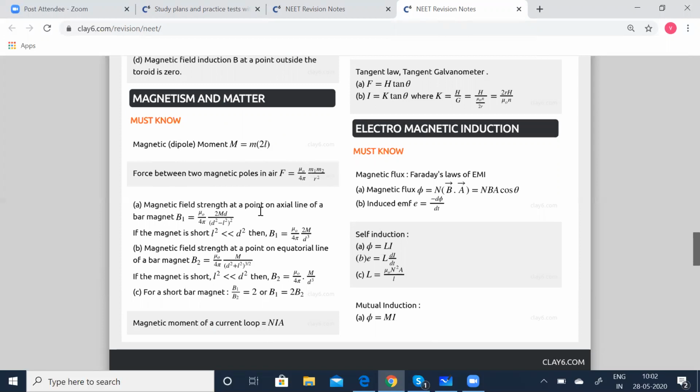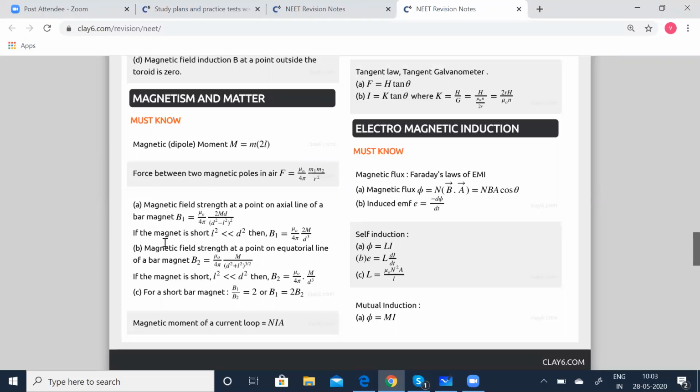Magnetic field strength at a point on the axial line of a bar magnet, B1, is equal to mu0 by 4 pi into 2Md by d squared minus L squared, the whole squared. Axial line means the magnetic field acting along the bar magnet. Here mu0 by 4 pi is a constant, capital M stands for magnetic moment, and d is the distance.